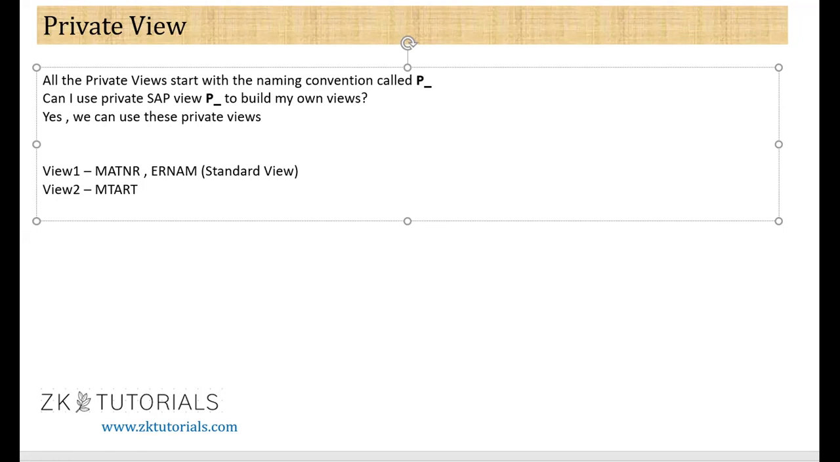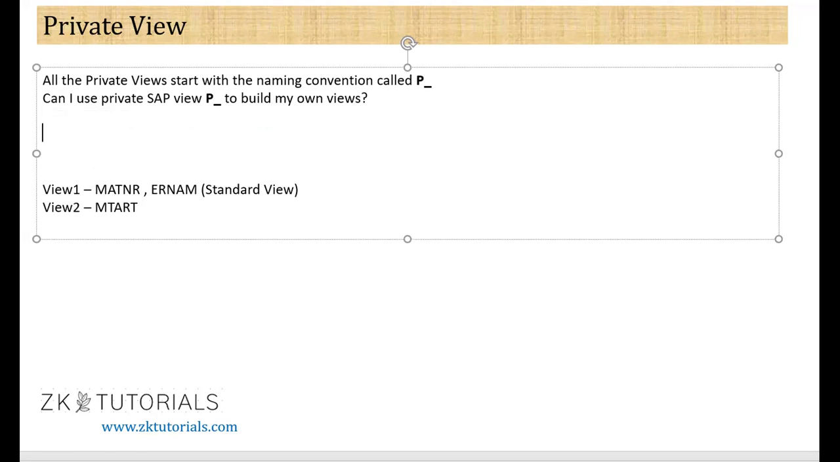So it means you cannot use this. No, guys, that's incorrect. Then why can't we use it? Just now you will say, sir, you just said you can use this private view, but why can't we use it? We cannot use this because SAP does not guarantee that these views will not change.